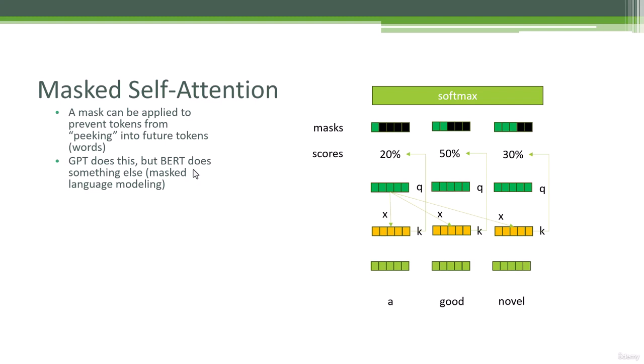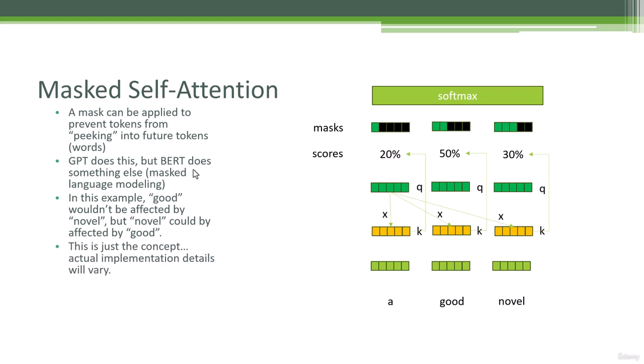It's called masked language modeling, where they're not necessarily masking out tokens in sequence. It could be in a different order, actually. So in this example, the word good wouldn't be affected by the word novel, but the word novel could be affected by good due to how those masks are laid out. Okay, that's just the concept. The implementation details are a little more complicated, and they do vary from model to model, but that's the idea.